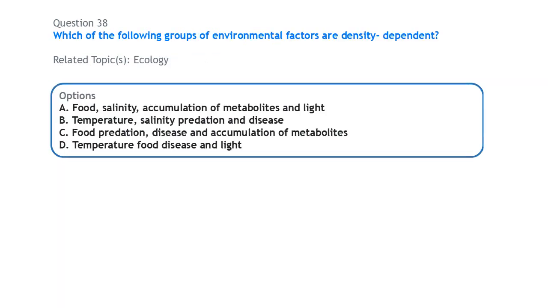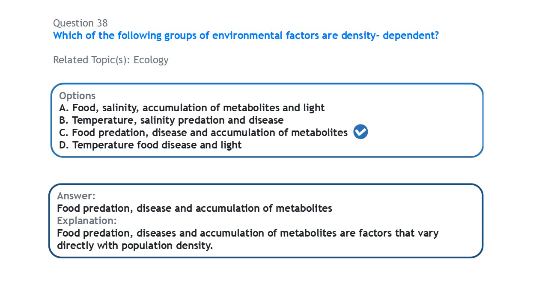Next, on ecology, which of the following groups of environmental factors are density dependent? That is dependent on the population of the organism in a given habitat or area.